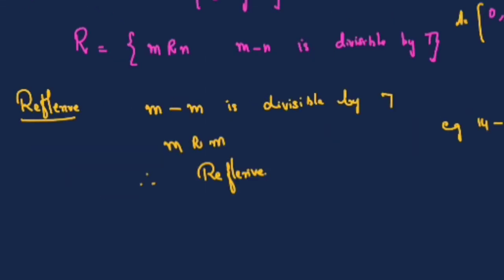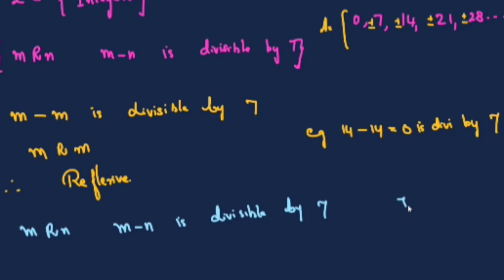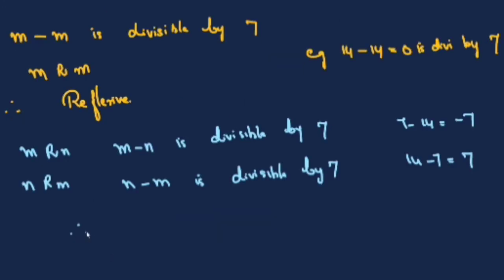Now we go to symmetric. Is it symmetric? If m is related to n, that is if m minus n is divisible by 7. Give an example. 7 minus 14 is minus 7. It is divisible by 7. Now what about n related to m? That is n minus m. You just take the reverse. 14 minus 7 will give you 7. Whether it is plus 7 or minus 7, both are divisible by 7 because you are taking from integers. So n minus m is also divisible by 7. Therefore it is symmetric.